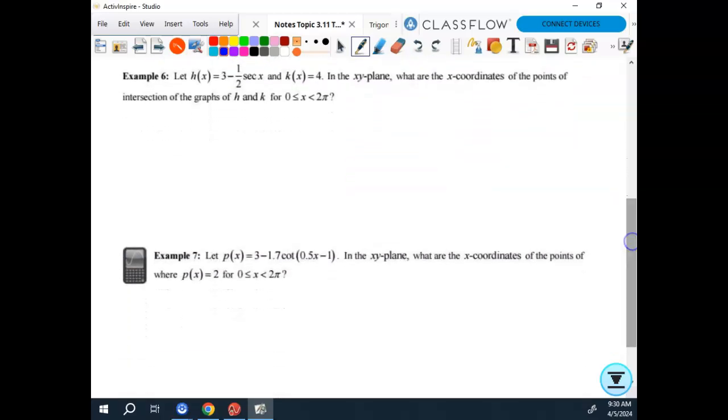Okay. Example 6. We've got these two equations. I want the points of intersection. You got this domain restriction. You work on that one. Go check roll so I don't forget.